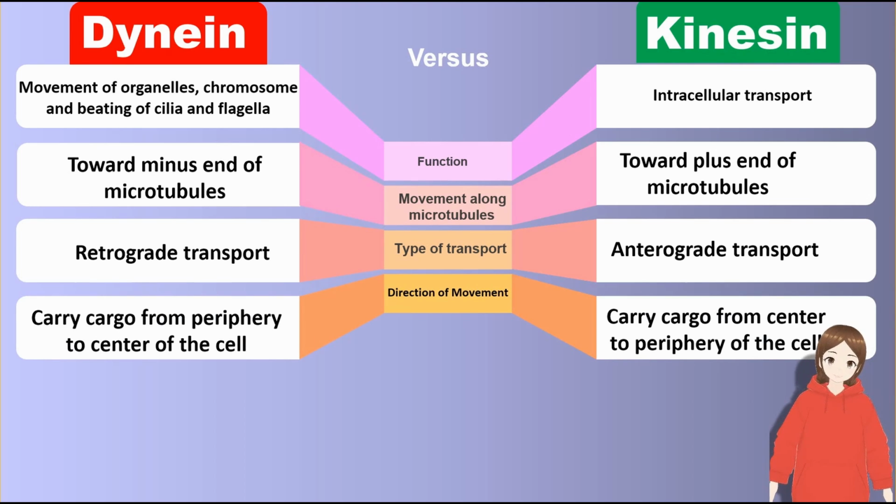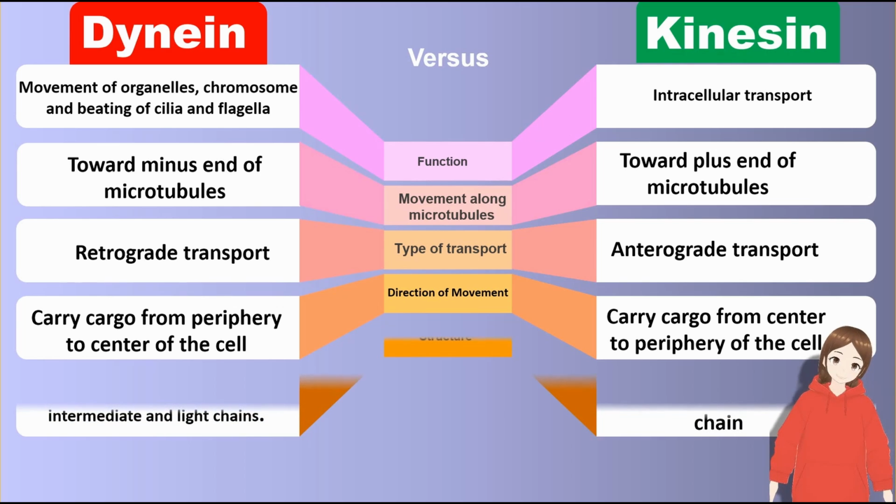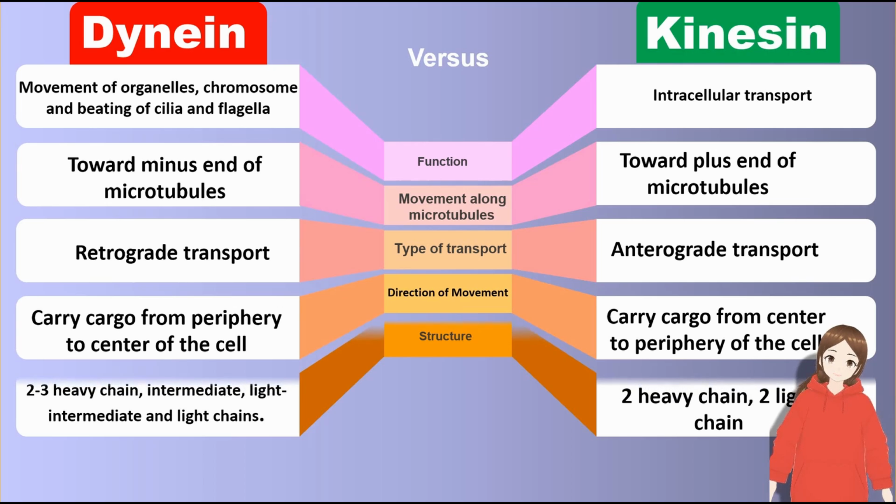Direction of movement. Dynein carries cargo from the periphery to the center of the cell, but kinesin carries cargo from the center to the periphery of the cell. And structure. Dynein has 2 or 3 heavy chains, intermediate, light intermediate, and light chains, but kinesin has 2 heavy chains and 2 light chains.